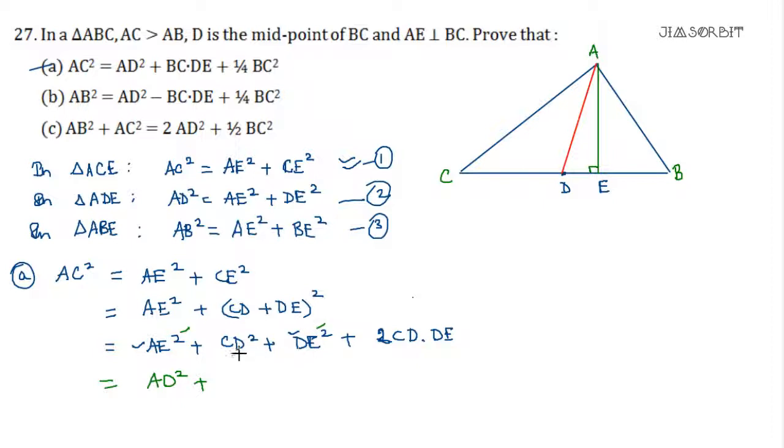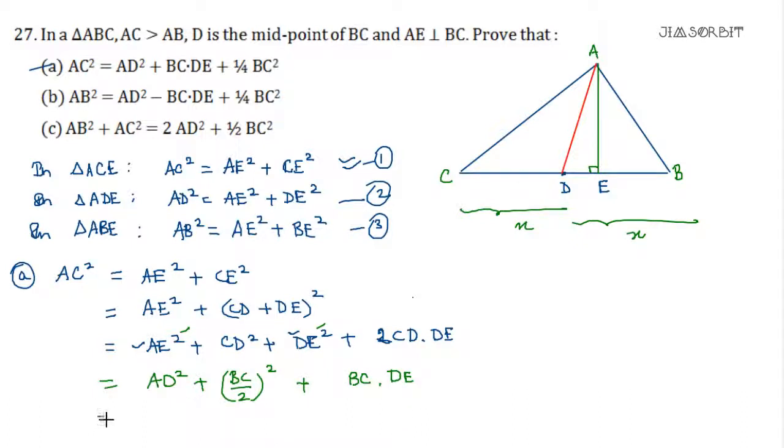So we can directly say that this is AD square. This one and this one, okay. And CD is what? CD is half of CB or BC, because AD is the median. So CD is half of BC. So we can write BC by 2 whole square. And for this, we can say that 2CD is nothing but what? BC. Because if this is X, this is X, then BC is what? 2x, and hence it is also 2CD. So in place of 2CD, we are going to write BC into DE. Okay, simple.